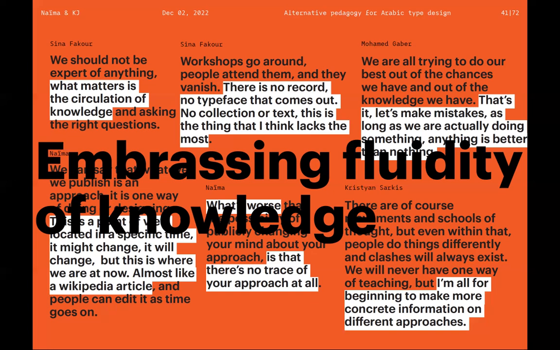And we also talk about the fact that there are different approaches to Arabic type design. There are different schools of thought, depending on where you study, with whom, etc. There are also people who are self-taught, and maybe they have a different take. But maybe it's actually quite interesting, this fluidity and horizontality, and a variety of approaches.